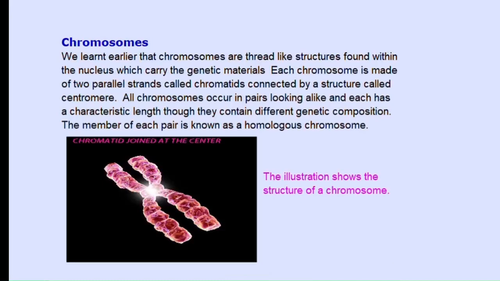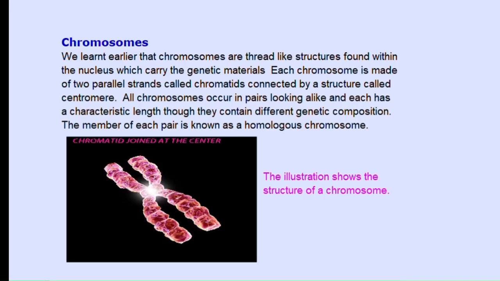We learned earlier that chromosomes are thread-like structures found within the nucleus which carry the genetic materials. Each chromosome is made up of two parallel strands called chromatids, connected by a structure called centromere. All chromosomes occur in pairs looking alike, and each has a characteristic length, though they contain different genetic composition. The members of each pair are known as homologous chromosomes.